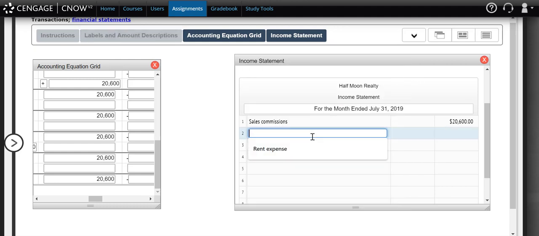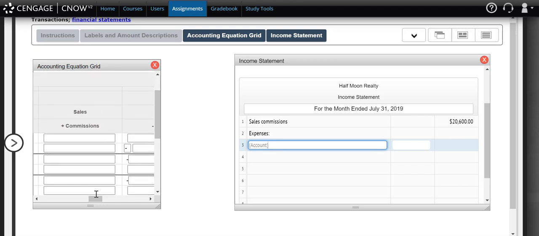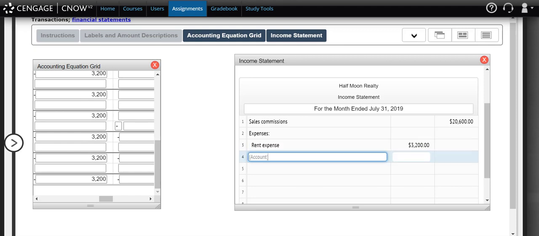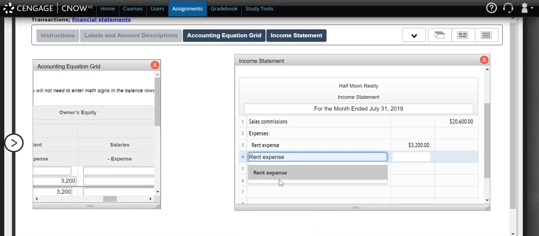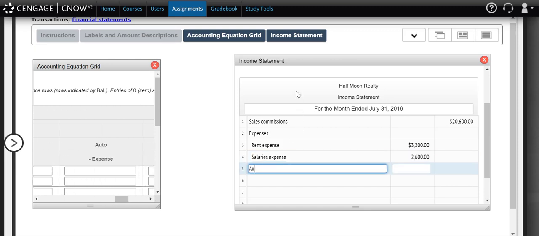That is what we're going to list next. We're going to list out all of our expenses. Our expenses are listed in order of greatest to least, with miscellaneous expense coming last. So our rent expense is our most expensive expense, so we're going to list that one first at $3,200. We then have our salaries expense at $2,600.